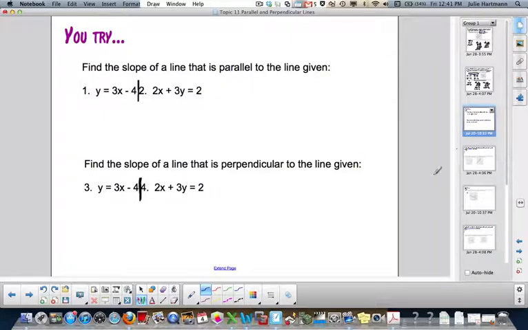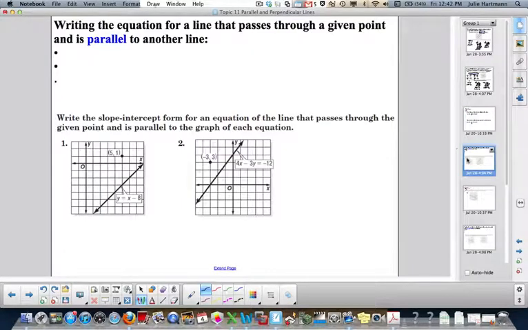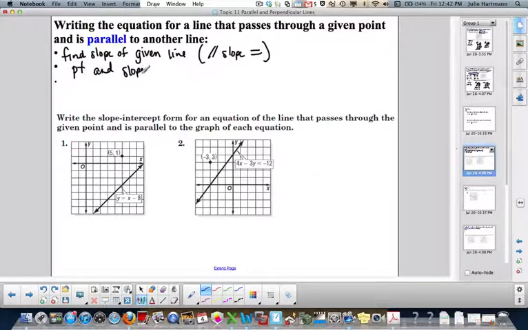Okay? Next, we are going on to writing equations for a line that passes through a given point and is parallel to another line. So the steps you want to take: find the slope of the given line, and because they're parallel, you know your slope is going to be equal to that. So then you take your given point and slope and write the equation.